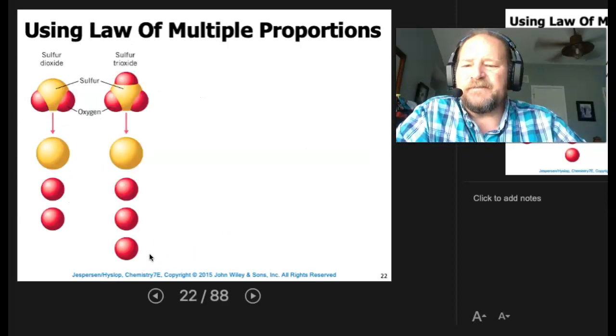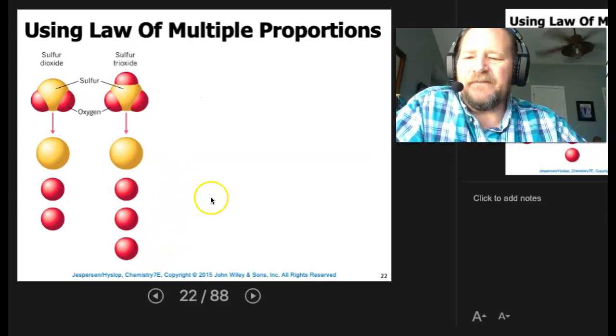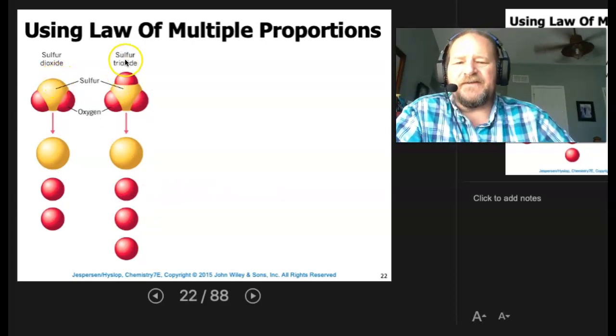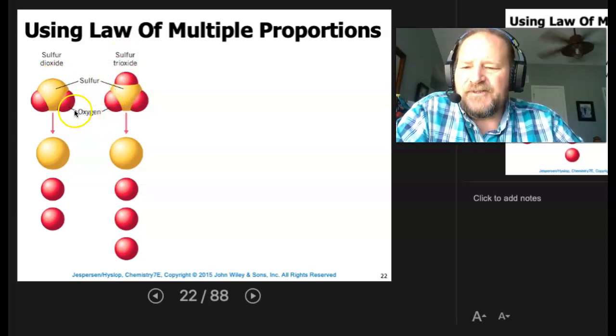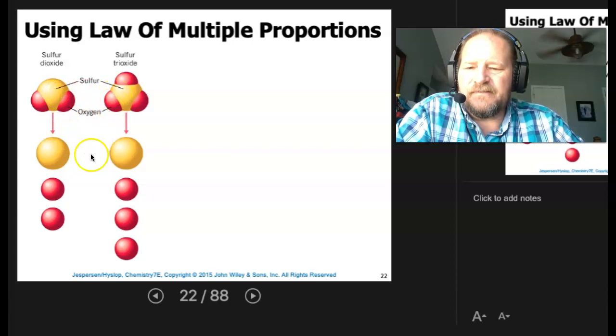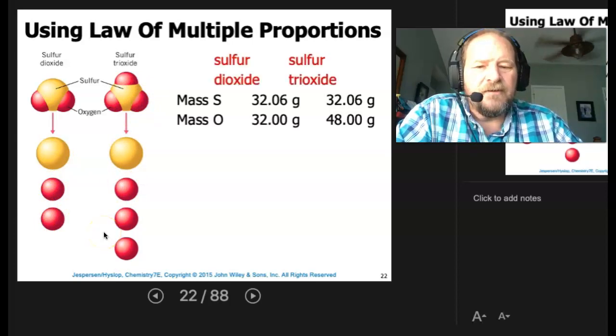So for instance, what they're telling us is if I have sulfur dioxide and I have sulfur trioxide, we have oxygens and sulfurs, right? So in SO2 we have 1 S, 2 O's. Sulfur trioxide we have 1 S, 3 O's. The mass of sulfur is 32.06 in both of those. The mass of oxygen, we get 32 in one and then 48 in the other.